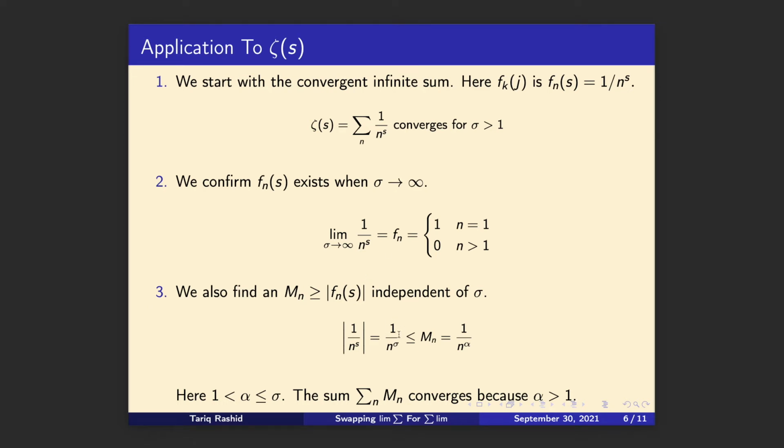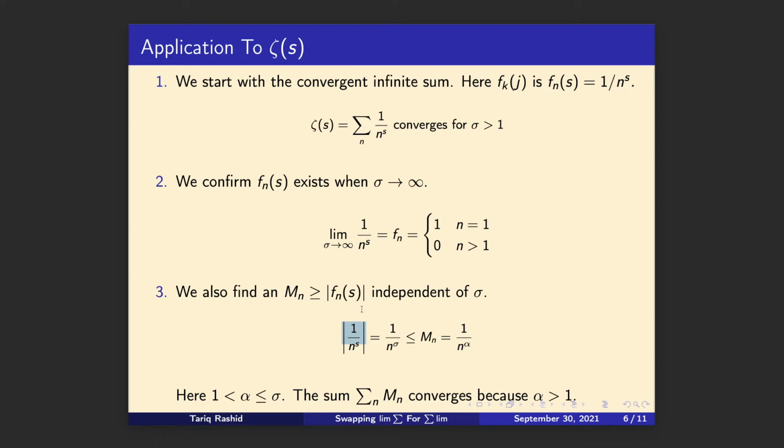And actually we don't have to look very far. We can just say that Mn is 1 over n to the alpha, where alpha is greater than 1, because otherwise it wouldn't converge, and is less than or equal to sigma, but it's fixed. This alpha is fixed. So we've already found an Mn that satisfies this. The magnitude of Mn is going to be more than the magnitude of those terms, irrespective of what sigma is.